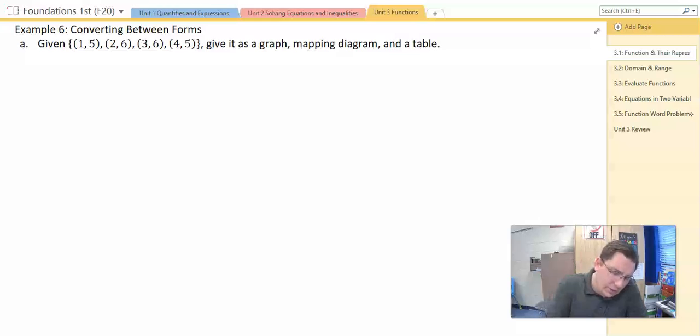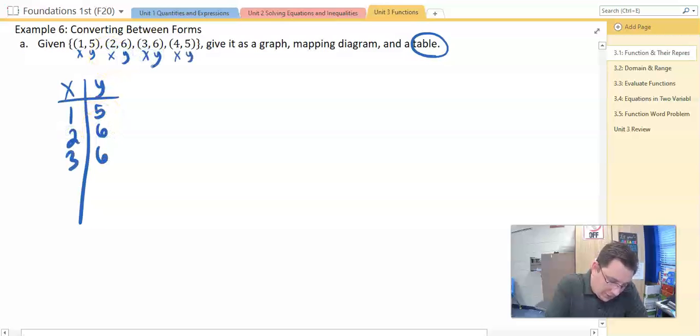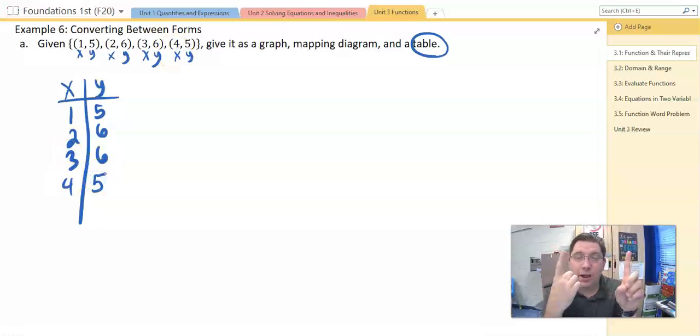So I want to take these ordered pairs, and we can do this in any order. So let's go to the table first. So if I want to write a table, x, y. And remember, the first number in an ordered pair is the x, and the second is the y. And so we have to keep these lined up. So 1 goes with 5, 2 goes with 6, 3 goes with 6, 4 goes with 5. Now again, this is a function because every x has what? One y. Again, it's okay that the y is repeated. It's not okay that the x's repeat with different y values. All right.